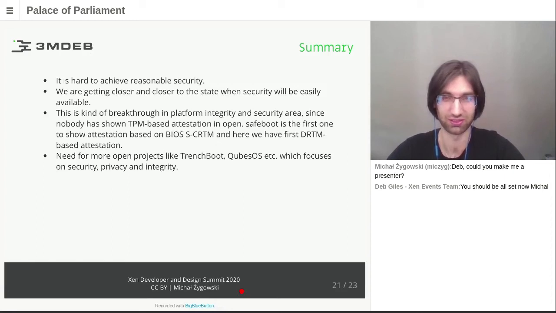TPM-based attestation either, I think. So safeboot is the first one to show attestation based on the BIOS as CRTM, and we have the first DRTM-based attestation. And of course, there's a need for more open projects like TrenchBoot, Qubes OS, etc., which focus on security, privacy, integrity. Because without it, we'll still be far away from the desired state.